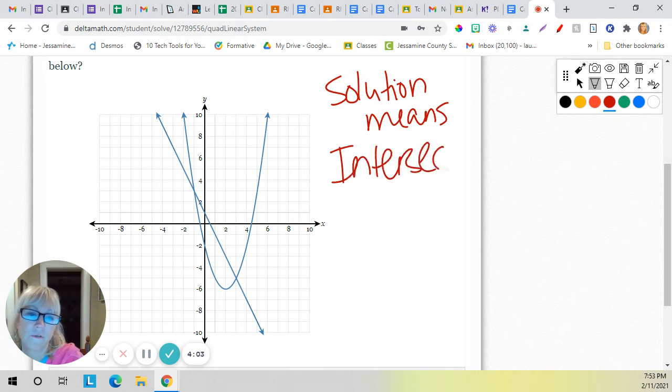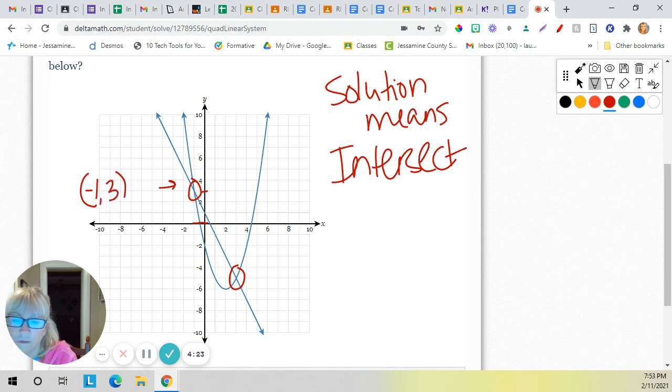If we were just finding the solution of the line or the parabola, it would be the x-axis, but it's not here. Here's a solution. That's where they meet. And there's a solution. So this first solution here, if we look from the x, we went over -1. And then we were up at the 3, the +3. So that's one of the solutions.